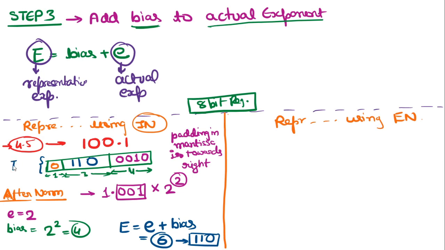Okay, now 0, 1, 1, 0, 0, 0, 1, 0, this is the floating point representation of 4.5 when we use implicit normalization. Okay, I hope I am clear here.